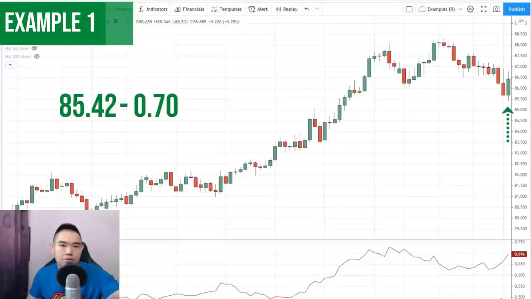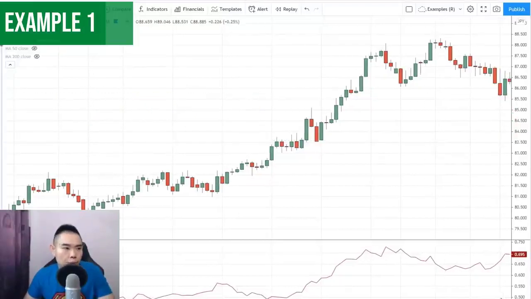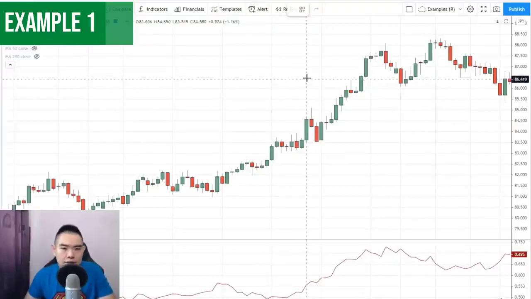That gives me, okay, trusty calculator is here, 85.42 minus 0.7, that gives me 84.72. That is my stop loss level on this trade. So let's say the market opens on the next candle open, over here. Let me just share with you where I will set my entry, stops, and exits. So let's call this entry, which is at the open of the next candle.